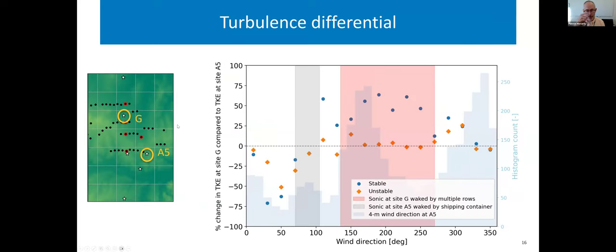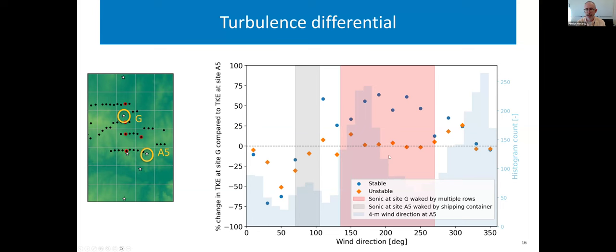Let's see, now I'll just jump into some observations that we've seen, maybe going from small scale to larger scale. The first one here is, how is the turbulence impacted? Here's a great plot of a comparison of a sonic anemometer placed at site A5 versus a sonic anemometer placed at site G, which is in the middle of the wind farm. A5, especially when the winds are from the south, is really an unwaked, undisturbed observation, whereas G, again, especially if it's coming from the south, or actually most directions, is going to be disturbed. And if we focus on maybe the southerly flows, that's the red box in this plot here.